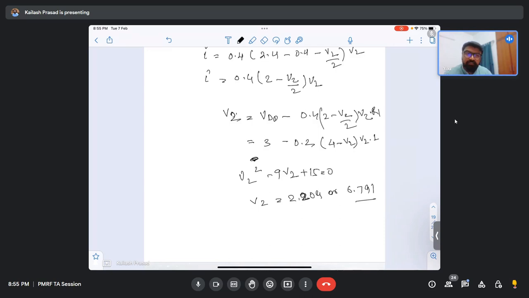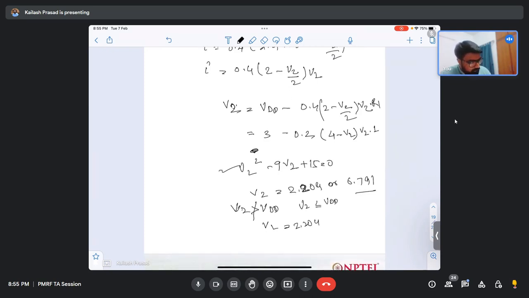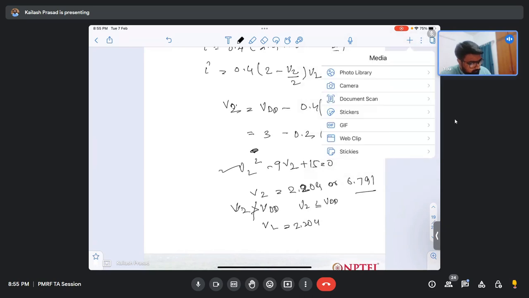I have done nothing, right? I just substituted 2 equations and calculated V2. You can confirm this by solving yourself. The thing is, which value should I take? 2.2, because VDD is already 3, so we cannot proceed beyond that. Excellent. It cannot be greater than VDD. V2 should always be less than or equal to VDD. So V2 in our case will be 2.204.